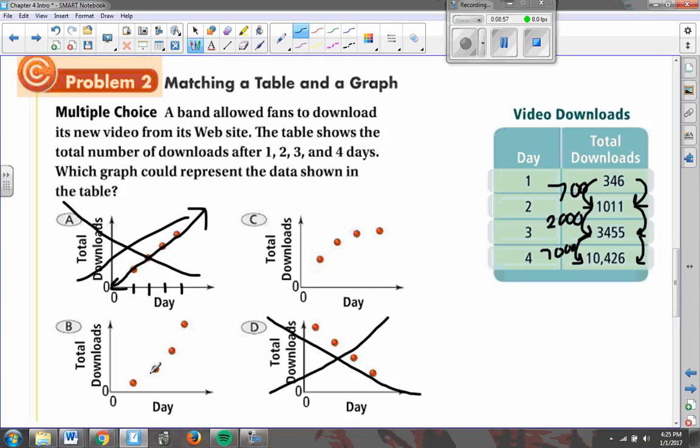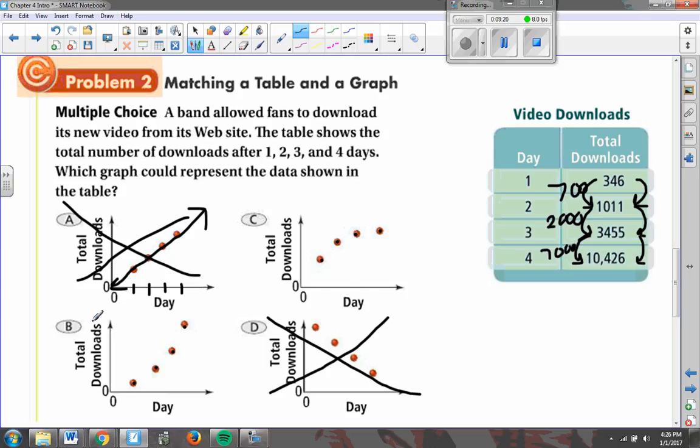And now we have to choose between B and C. Well, B shows it pretty low on day 1, and then it gets higher on day 2, even higher on day 3, and then really high on day 4. And letter C shows us that we're in the middle on day 1. We go up quite a bit on day 2, a little bit less on day 3, and by day 4 we're flattening out, not going up by much at all.